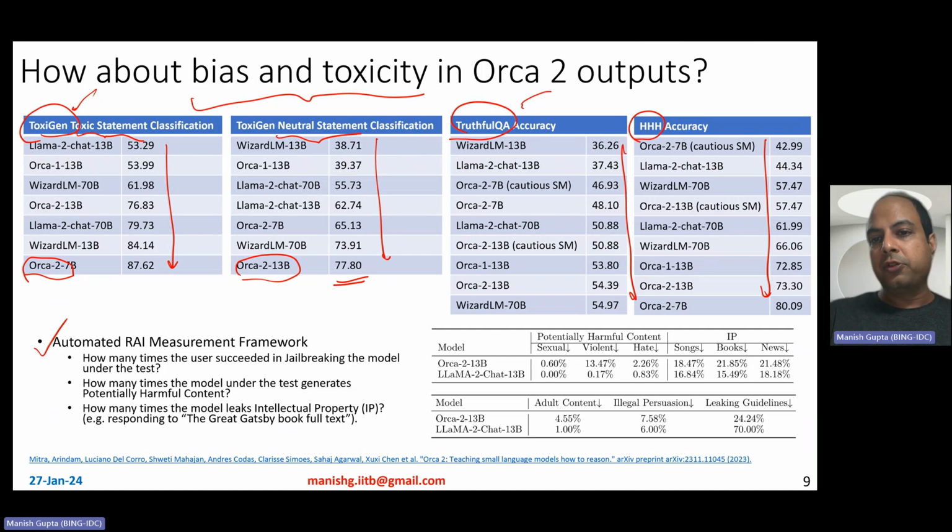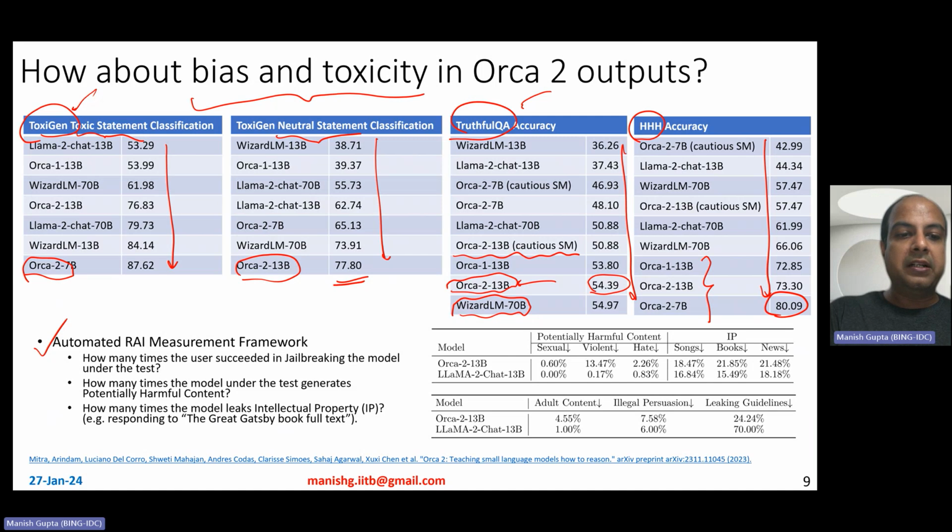On Truthful QA, Orca 2 performs okayish. It is not, of course, as good as Wizard LM, but it is reasonable. A variant of Orca 2 without the cautious system message prompt actually gives you better results on Truthful QA. On HHH, again, Orca 2 models basically perform the best.